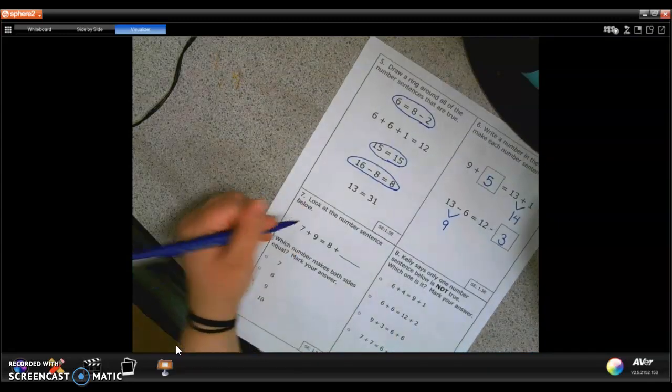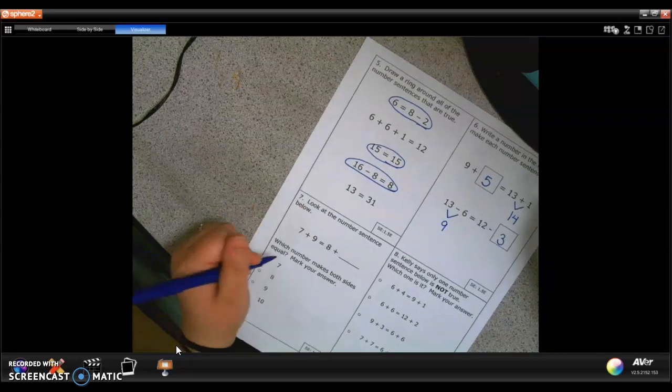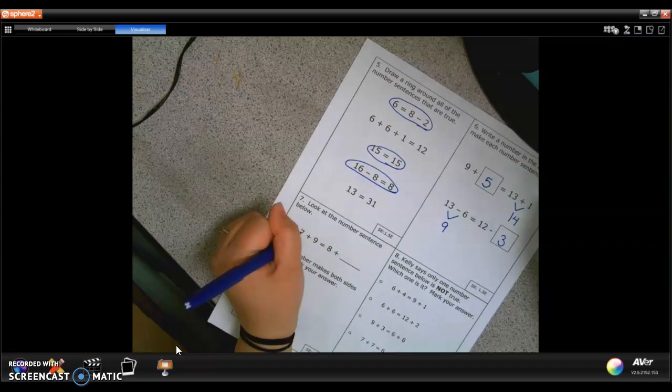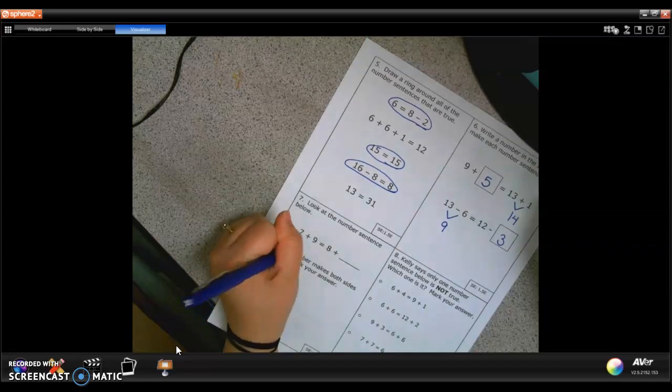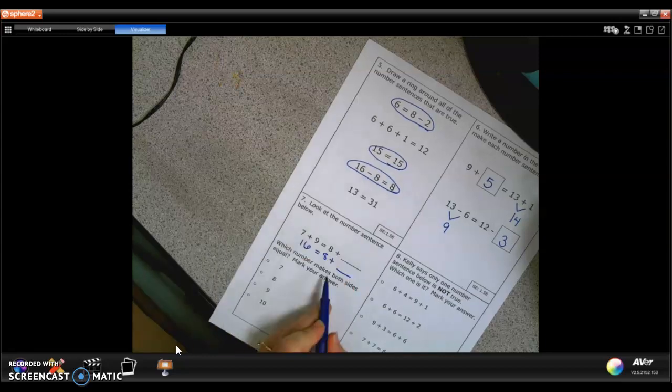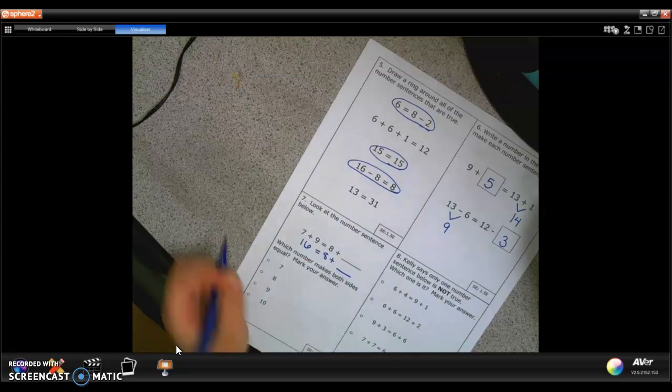Look at the number sentence below. Which number makes both sides equal? Mark your answer. Well, I know 9 and 7 more is going to be 16, which is equal to 8 plus something. Knowing my doubles facts, I know 8 plus 8 is 16.